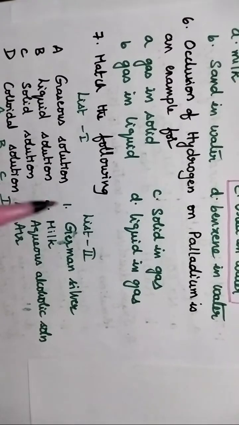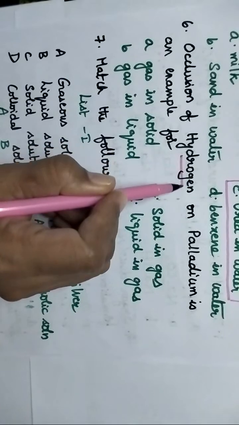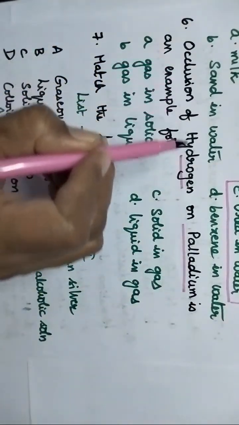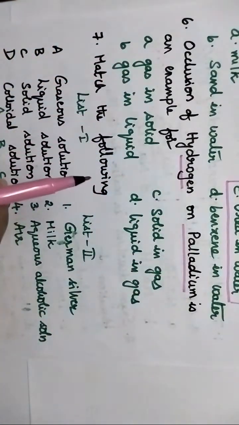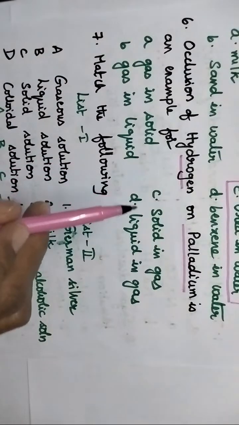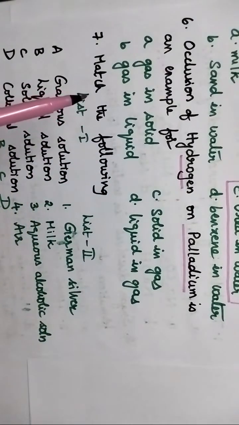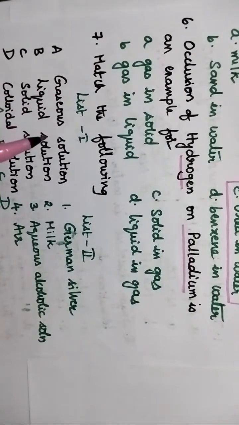Accretion of hydrogen on palladium is an example of. Listen to me carefully. Hydrogen on palladium is an example for. Option A, gas in solid. Option B, gas in liquid. Option C, solid in gas. Option D, liquid in gas.